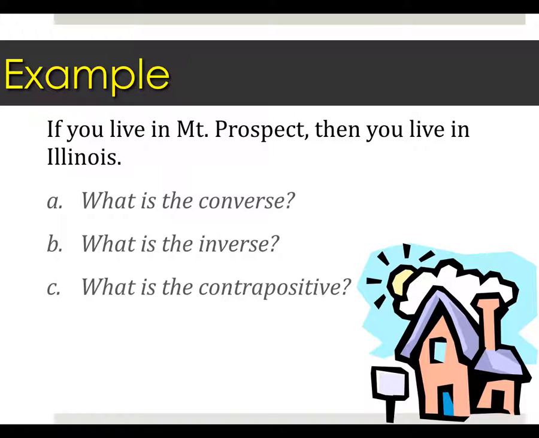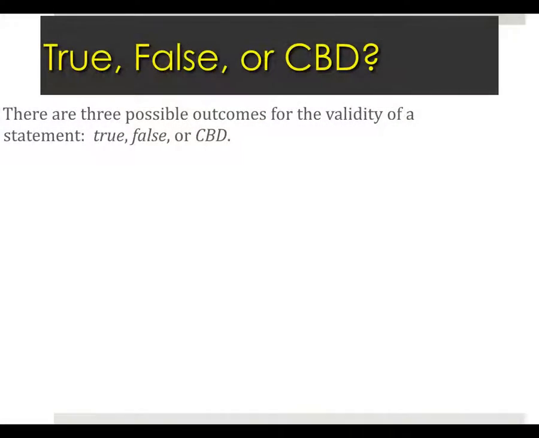Matt, back to you. What's the contrapositive? Switch order and negate them. So you switch the order and negate them. So if you do not live in Illinois, you do not live in Mount Prospect. Perfect. True or false? True. It is actually true. All right, now, the weird thing is, it would seem that true and false are the only possibilities. There's actually a third case, which is called CBD, cannot be determined.